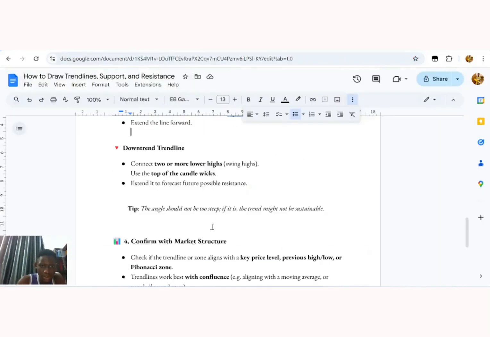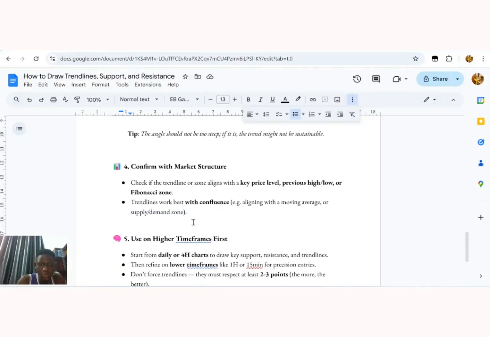Yeah. Okay, so now what do we use this for? You check if the trend line or zone aligns with a key price level, that is, previous highs or lows or a Fibonacci zone. Trend lines work best with confluences. As simple as that. So what is confluence? Confluence gives you a reason to enter a trade. For you to take a trade, you need to consider more confluences, not just one confluence, right?